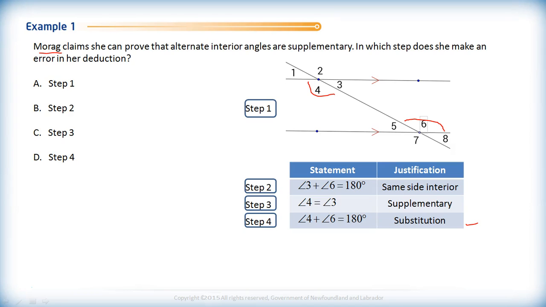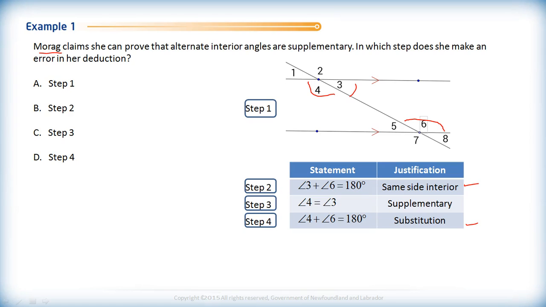So let's see. She starts off by saying that angle 3 and angle 6 have to add up to 180 degrees because they are same side interior angles. So angle 3 and angle 6, yes, indeed they are. So that's true based on what I can tell. Angle 3 and angle 6 have to add up to 180.